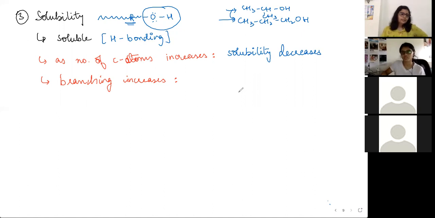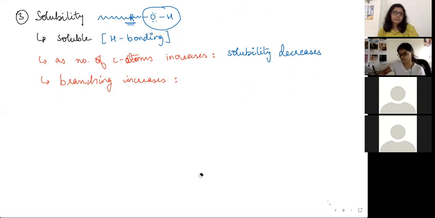Decreases? Solubility decreases, and what is the reason? Let me draw these structures clearly. It'll give you a better idea in comparing. Again, the whole concept revolves around how much of it is hydrophobic versus how much of it is capable of hydrogen bonding.